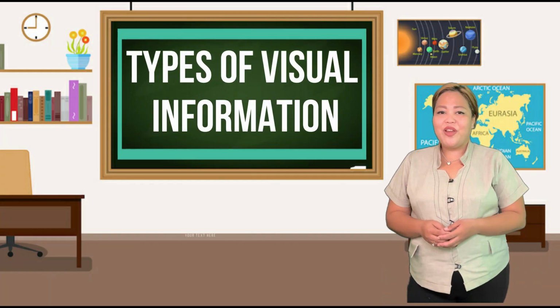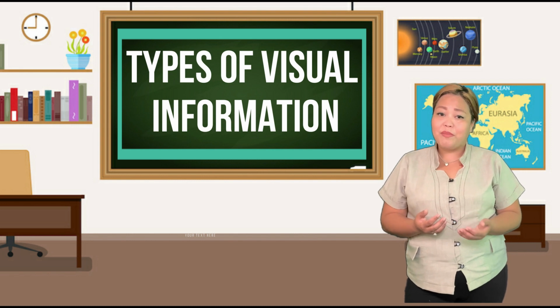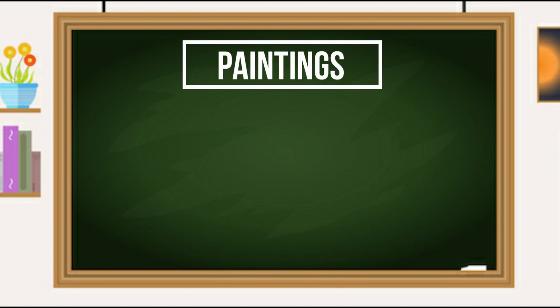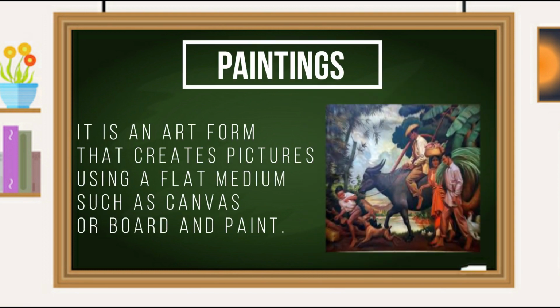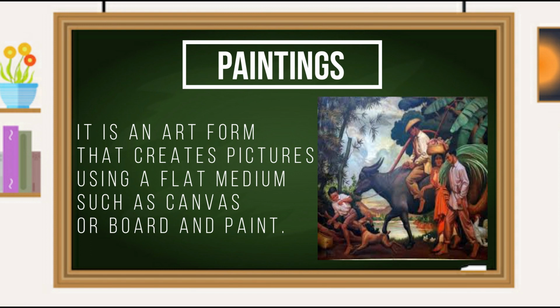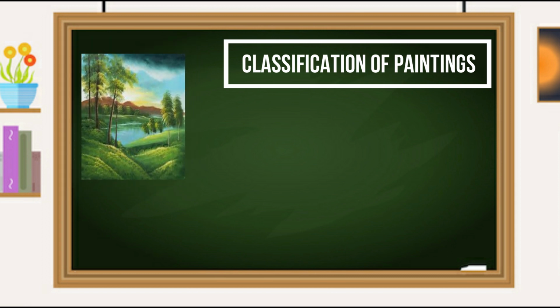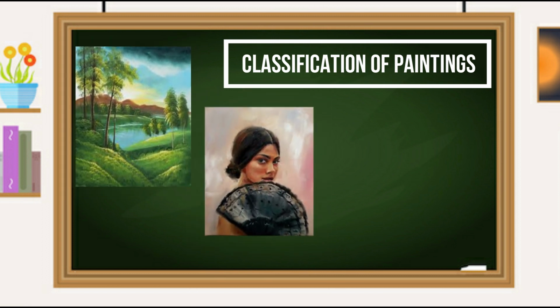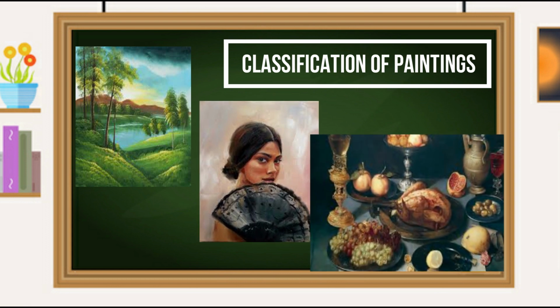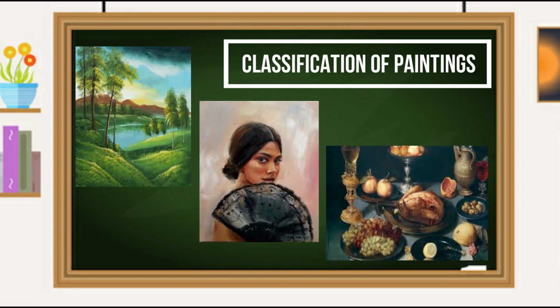You know what, class? There are actually 7 types of visual information, such as paintings. It is an art form that creates pictures using a flat medium such as canvas or board and paint. It can be landscape, which is a representation of the natural scenery like ocean, mountains, and others. Portrait. It is an artistic representation of a certain person. Still life. It is a drawing or painting of an arrangement of objects. It can also be flowers or food on display.